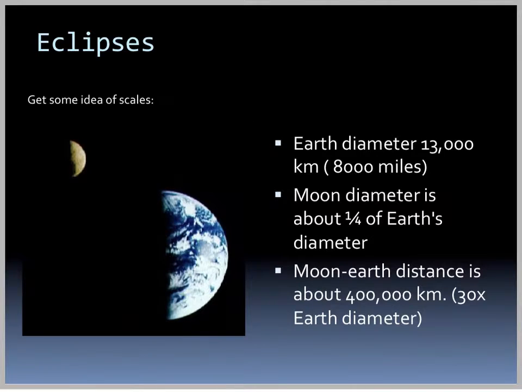So this picture here is going to give you some idea of the scales. Here we have Earth and the Moon. This is not how close they are to each other, but it shows you an idea of how big they are compared to each other. The Earth's diameter is about 8,000 miles, 13,000 kilometers, and the Moon's diameter is about a quarter of that. The Earth-Moon distance is about 400,000 kilometers, or 30 times the Earth's diameter.